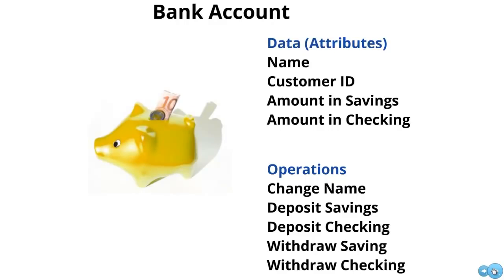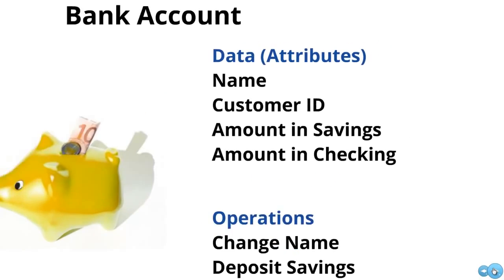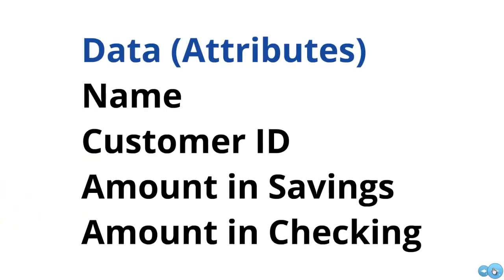Okay, so a bank account. When we think about a bank account, we once again want to think about the data and operations. For the data associated with the bank account, we think about the name associated with that bank account. Maybe they have an ID, the amount that they have in savings, the amount that they have in checking. All of this is things that we can know about a bank account.